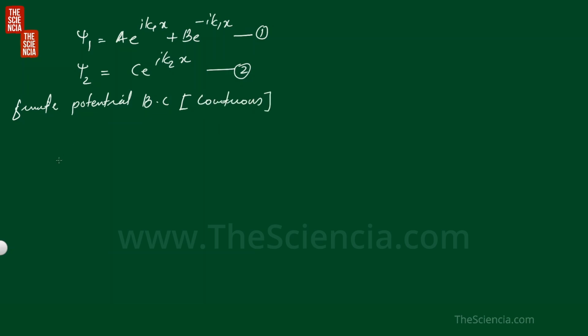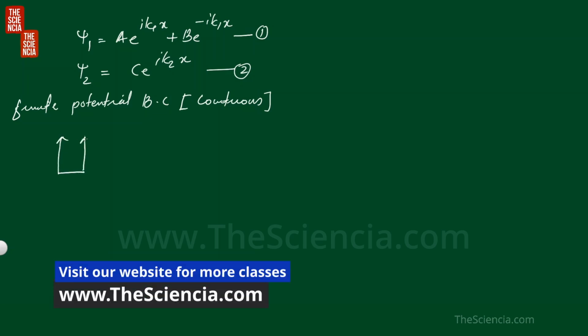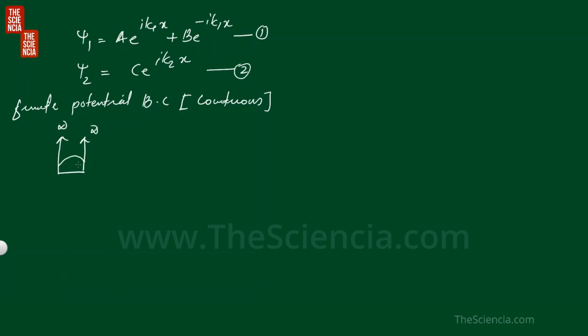That means in the earlier case, in the case of a 1D box, the potential is infinity. So the wave function will exist only inside this box. There is no chance of finding the particle outside the box, here or here. But now the boundary condition is a finite potential boundary condition, like this one.